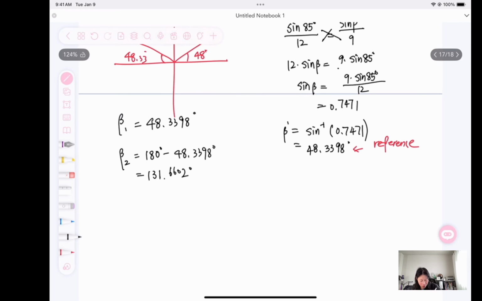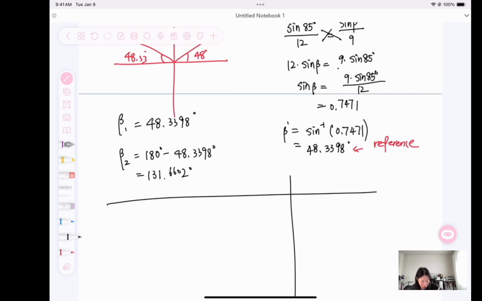Since we have a two-solution set, I'm going to write it in here. The first solution set is when beta equals 14.83398 degrees. The second set is beta equals 131.6602 degrees. We can simplify by using whole numbers, but again, I still want you to keep the exact number as much as possible during the calculation. You can round it at the end.